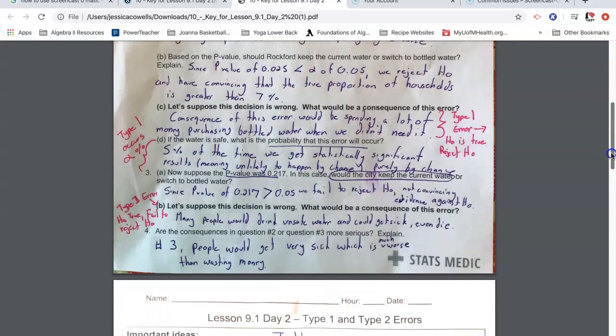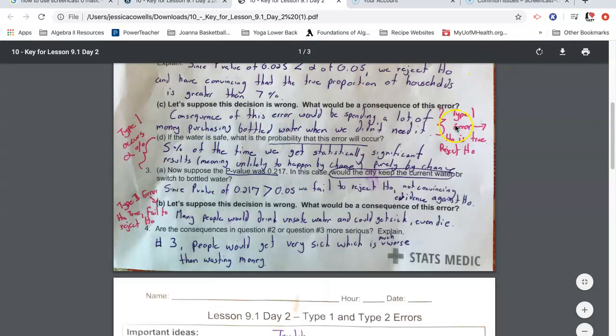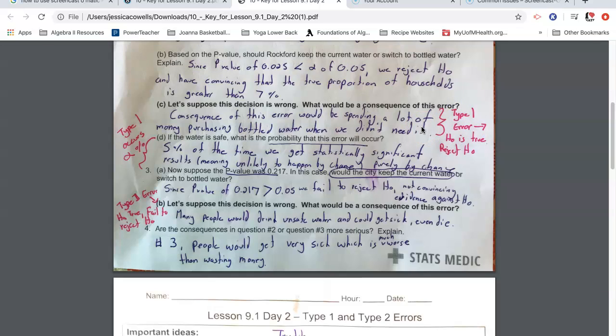Okay, so let's suppose this decision is wrong. What would be the consequence of this error? Let's say this was the wrong decision, that we switched to bottled water. Well, a consequence of this error would be spending a lot of money purchasing bottled water when we didn't need it. This is an example of a type 1 error. That's when your null hypothesis is true, but you reject the null hypothesis.